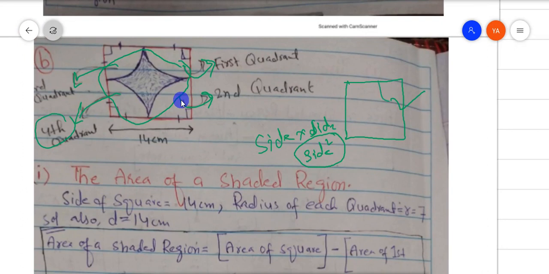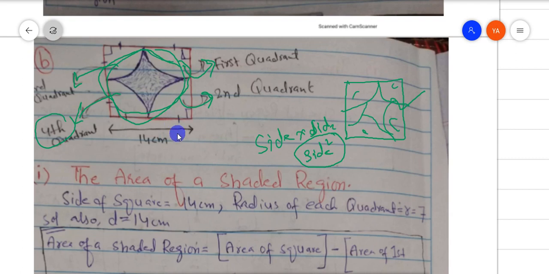उसके बाद यहाँ पर जो ये 4 क्वाड्रेंट आ रहे हैं, यहाँ पे इन 4 क्वाड्रेंट्स का भी एरिया हमें फाइंड करना पड़ेगा. फिर जो एरिया ऑफ स्क्वायर होगा वहाँ से हम 4 क्वाड्रेंट्स की एरिया माइनस करेंगे, तो हमें ये शेडेड रीजन जो है इसका एरिया मिल जाएगा.